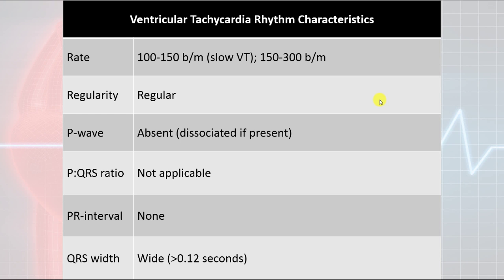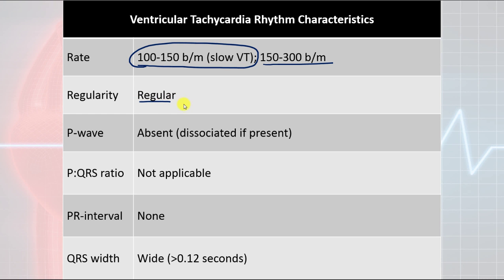The characteristics of ventricular tachycardia: the rate between 100 and 150 is usually classified as a slow VTach. It's not just regular ventricular tachycardia because it is a little bit slower. VTachs can go much, much faster. So if it's less than 150, sometimes it's called slow VTach. If it's over 150 to 300 and higher, it'll usually be called ventricular tachycardia or VTach.